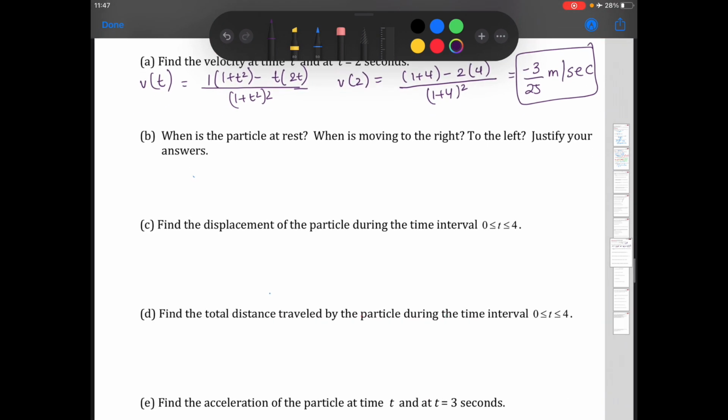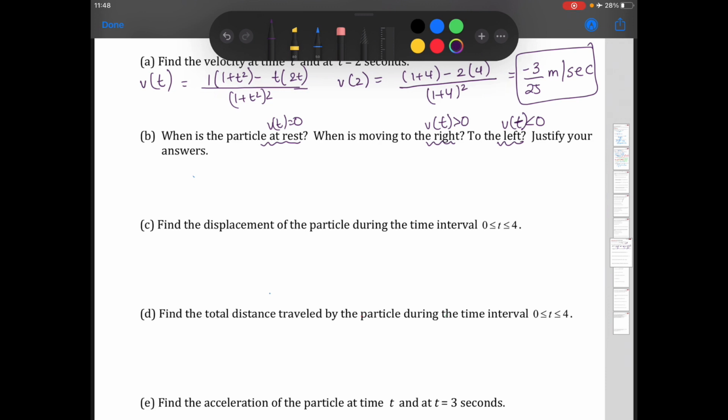Okay, part B. It says when is the particle at rest? Again, go back to your definition. It is at rest when my velocity is equal to 0. When is it moving right? When my velocity is greater than 0. And left is when velocity is less than 0. Justify your answers. We already wrote the explanations. Now we just need to do this work.